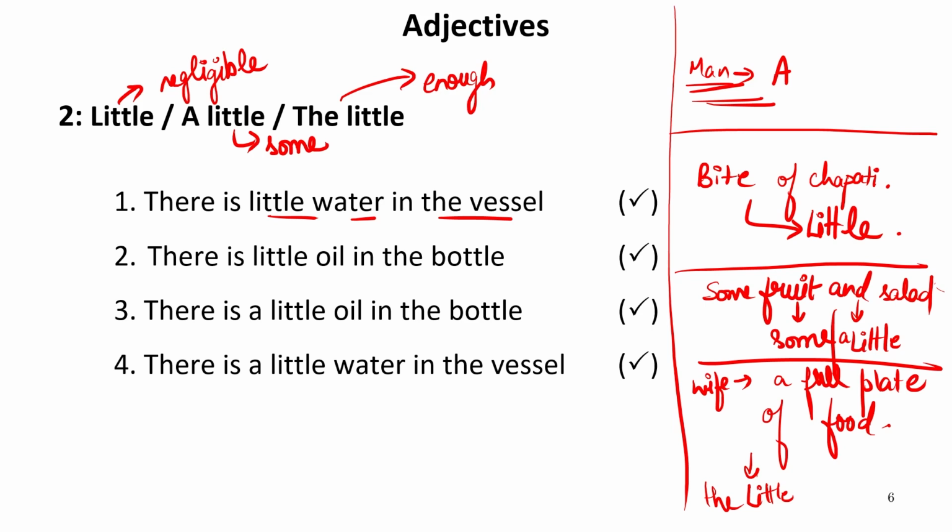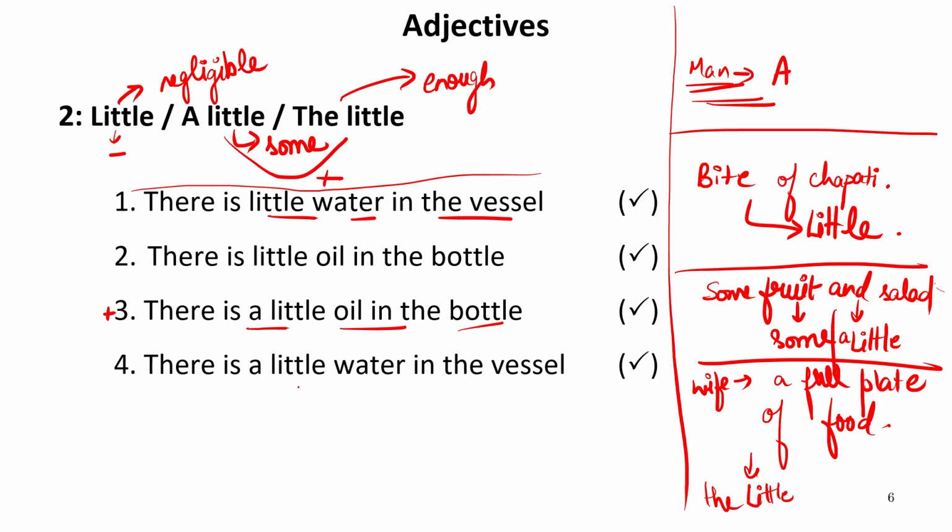Now let us see another sentence. There is a little oil in the bottle. Now if there is a little oil in the bottle, that will definitely work. It is a positive word. Now little is a negative word, and a little and the little are positive words. So that is a sign of positiveness, that yes, of course, I can actually start cooking, or I can make chapati or paratha or anything with that a little oil.